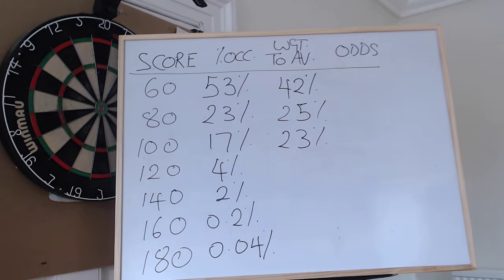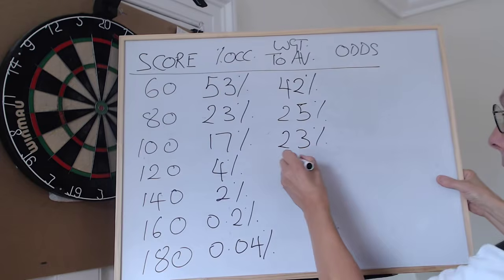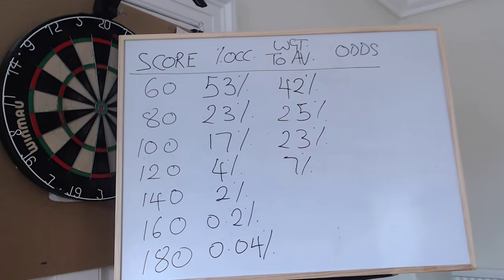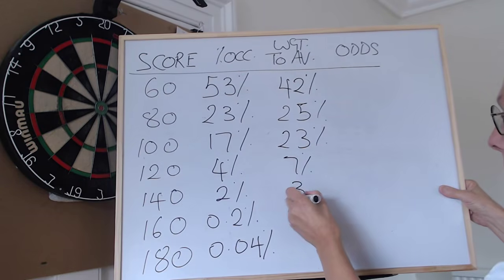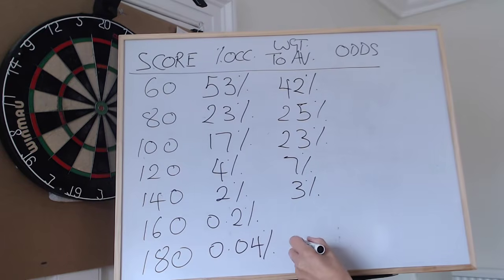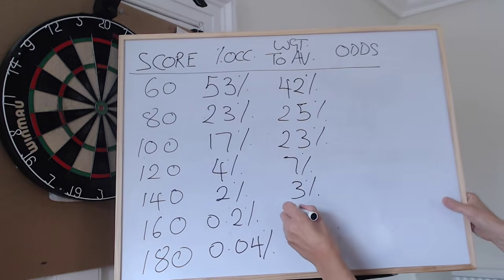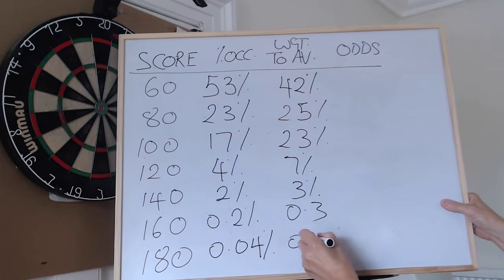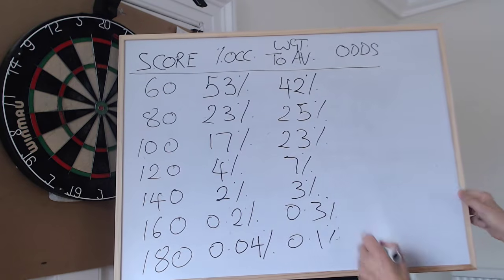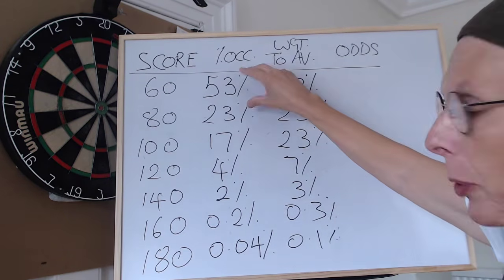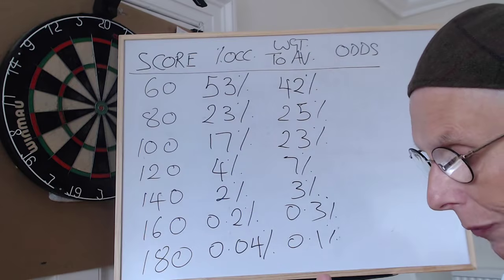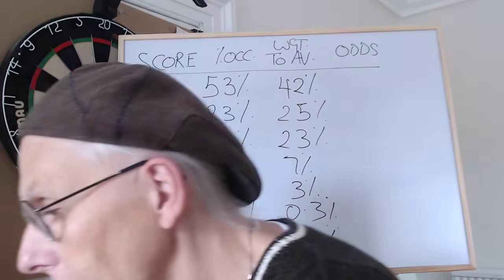And then after that, again, it drops off pretty quickly. So the 120 is 7%, the 140 is 3%, and then these are really small, basically 0.3 and 0.1, really tiny. So I'm not putting all the decimal places in here. I just want to give you the overall picture.